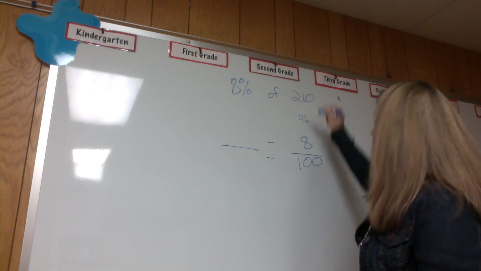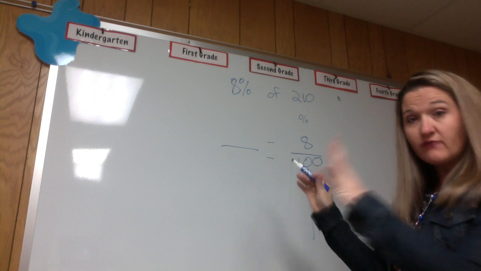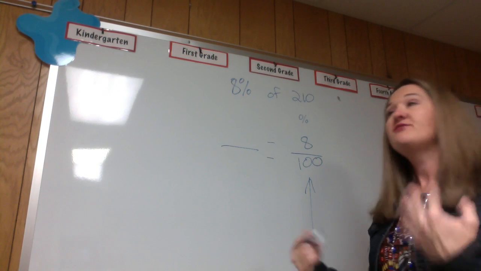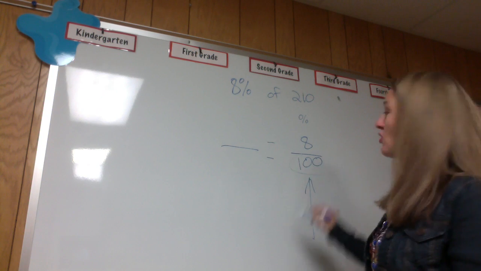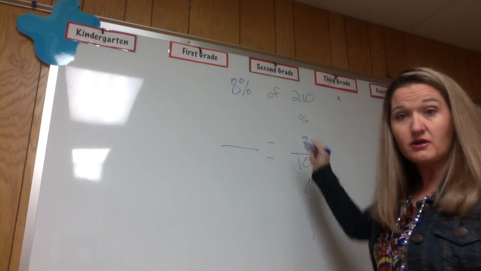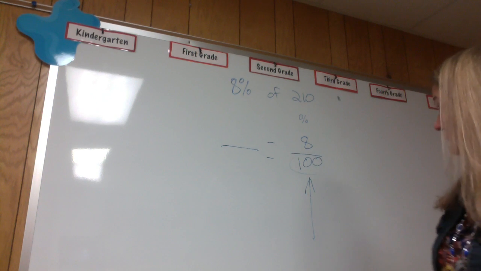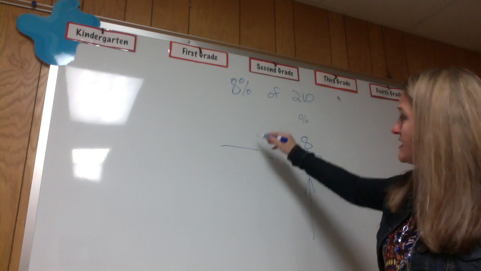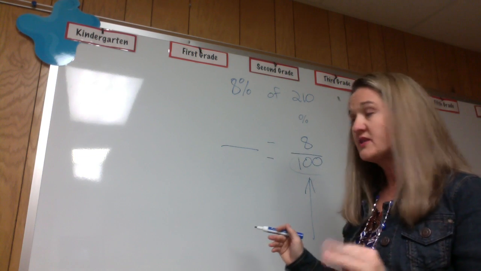So this is always going to be the second thing, whatever the percent is. If it's 25%, it's going to be 25 over 100. If it's 63%, it's going to be 63 over 100. So this 100 is always going to be that number there. This will differ depending on whatever percent they're asking for. So we're looking for 8% of 210.